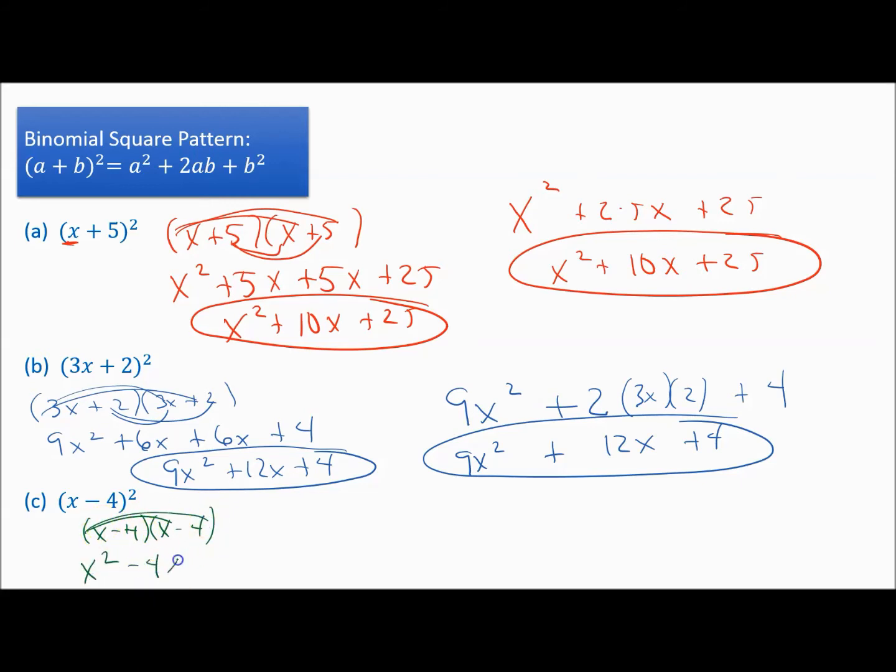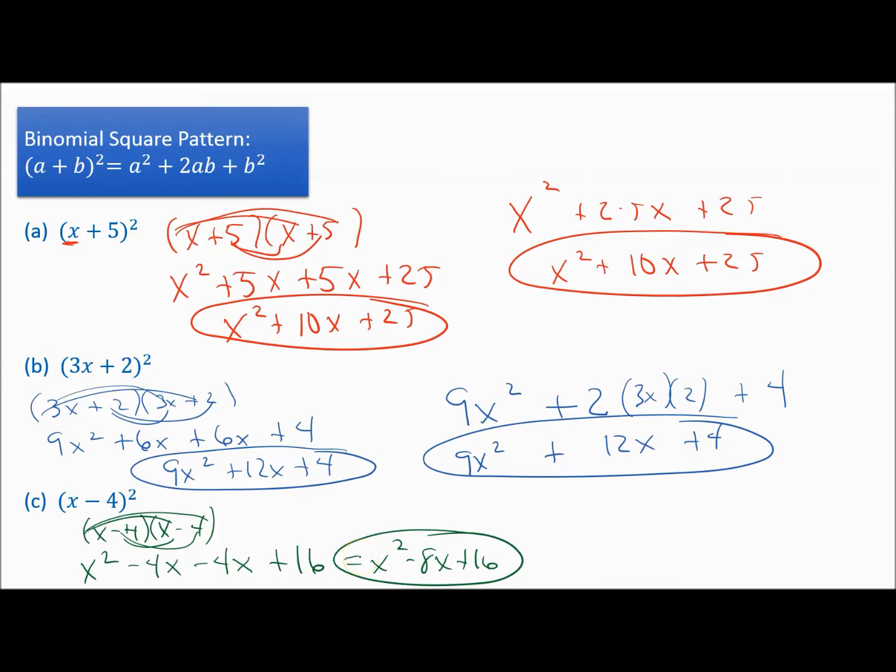Minus 4x, that's our last. Our inners, negative 4 times x is negative 4x, and our last, I think I said last a minute ago, didn't mean to. Negative 4 times negative 4 is plus 16, gives me x squared minus 8x plus 16.